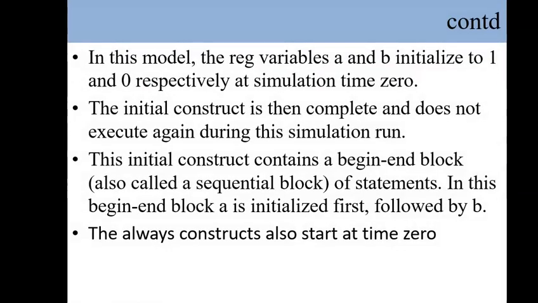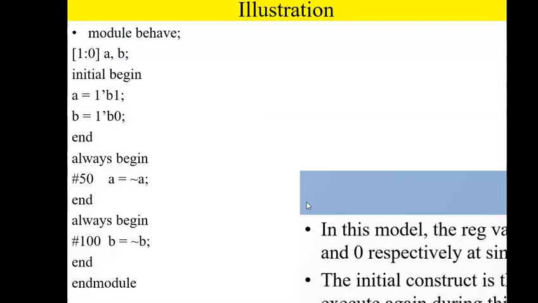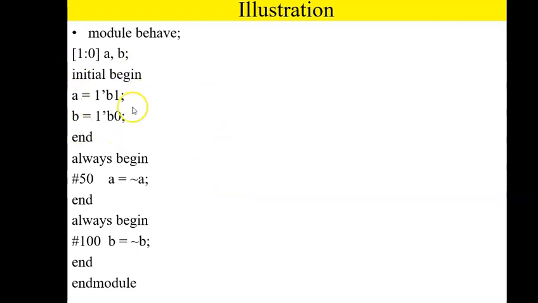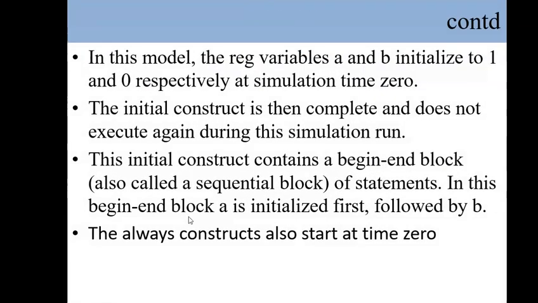Similarly, in this model, the reg variables A and B are initialized to 1 and 0 respectively, as you have seen at simulation time 0, at the starting time. The initial construct is then complete and does not execute again in this simulation run. That's important. Once it is completed, it will not be executed further. Only once it is executed, while always blocks will be repeatedly executed. This is the most important thing.